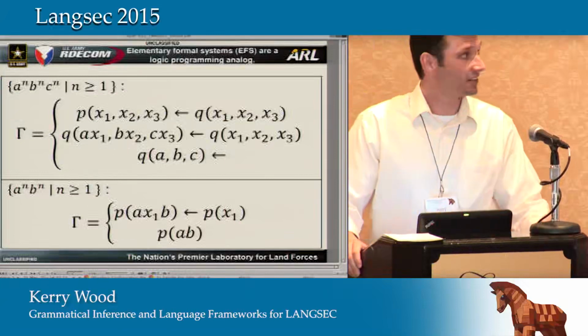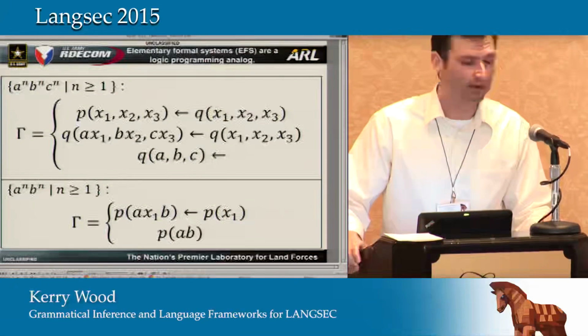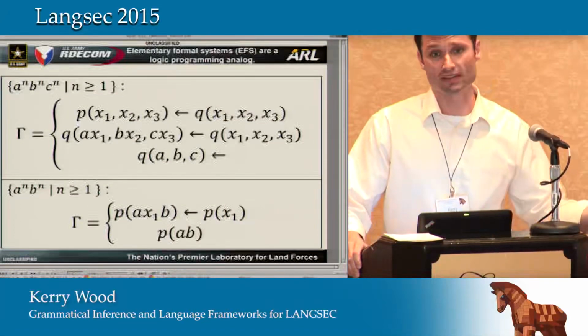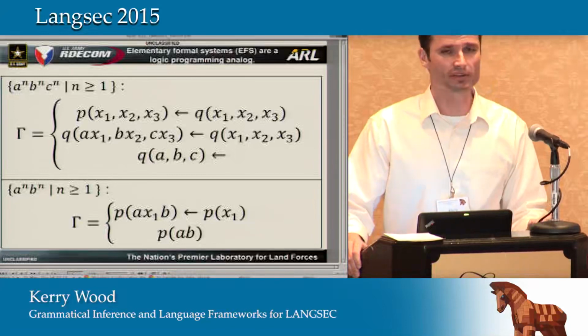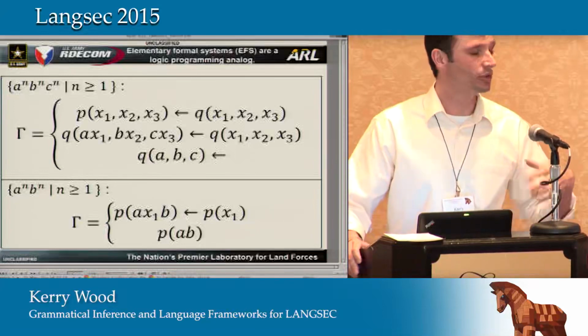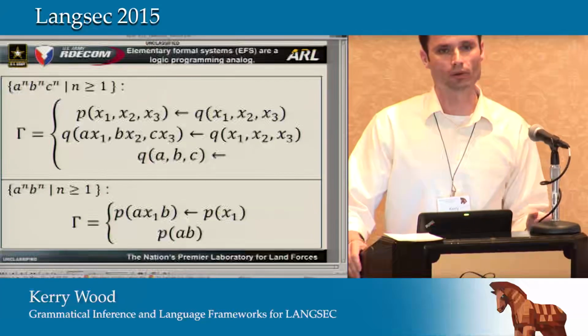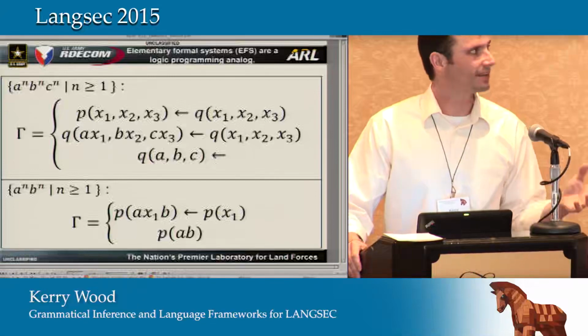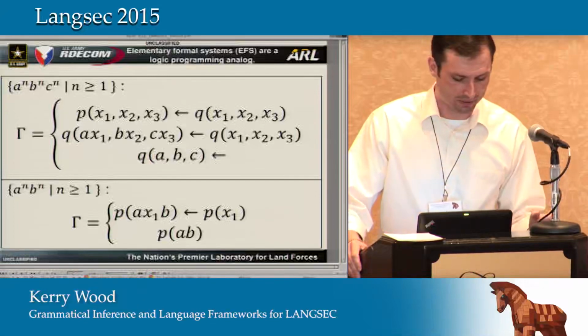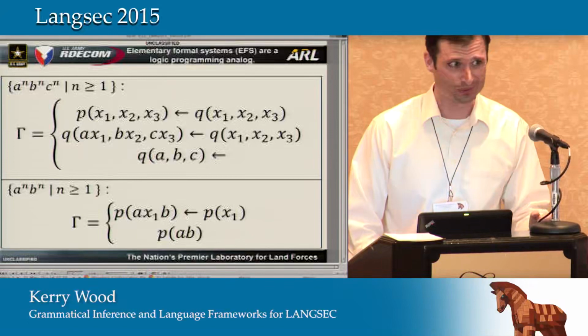My favorite, again, are these elementary formal systems that came out of Smullyan's paper back in the 50s, talking about recursive theory that turned into a universal formalism for grammar inference and writing down and accepting grammars. And basically, do we have any people who write Prolog?